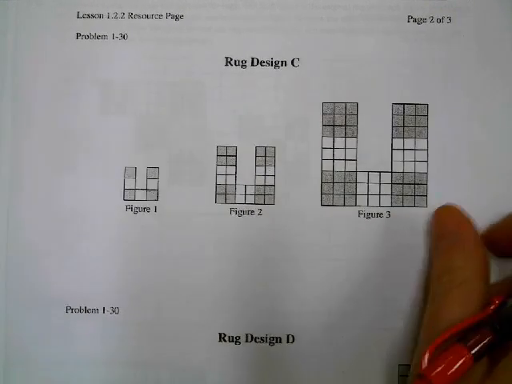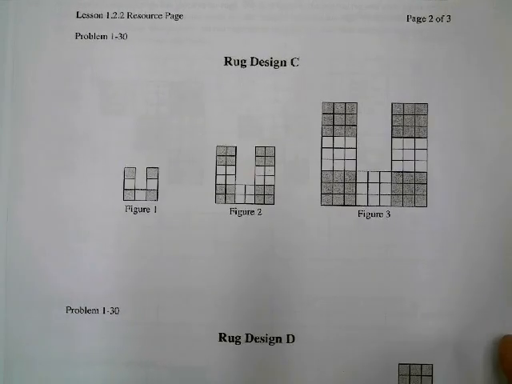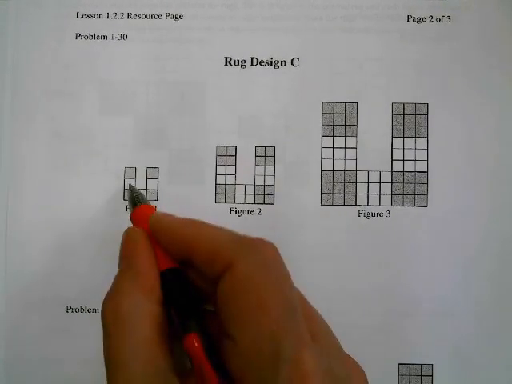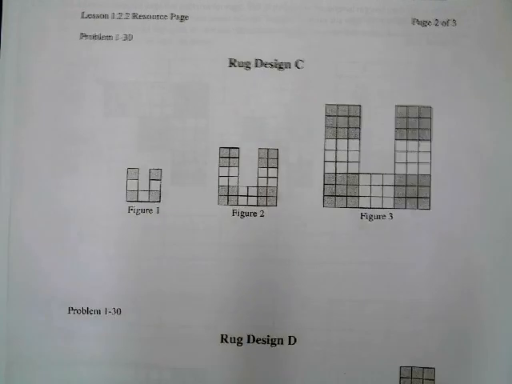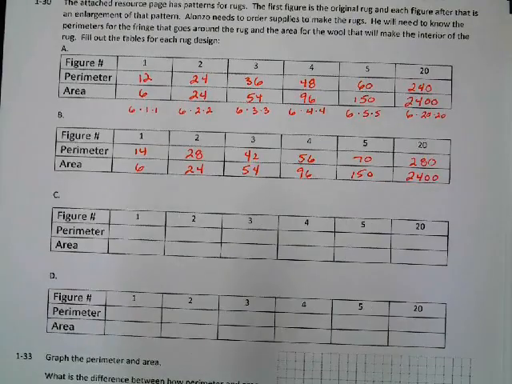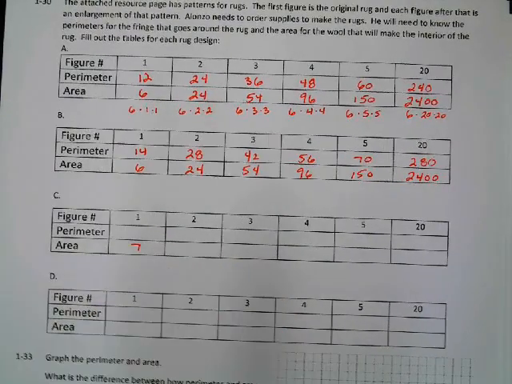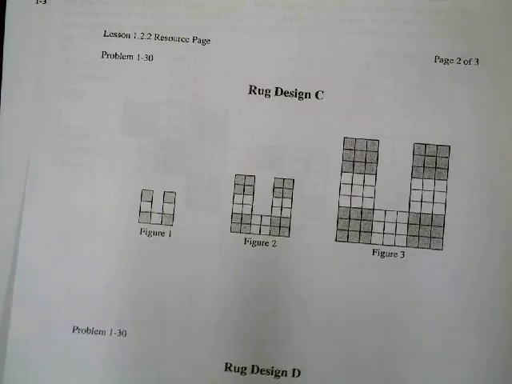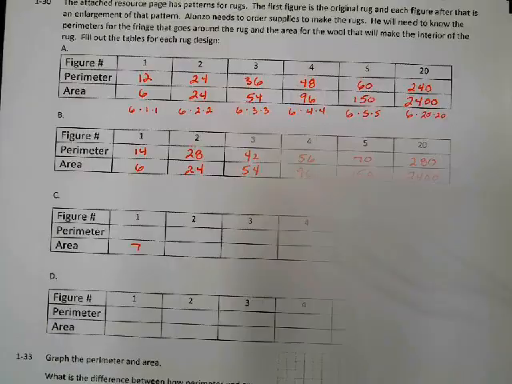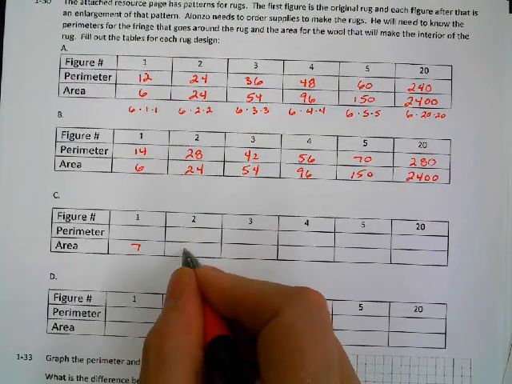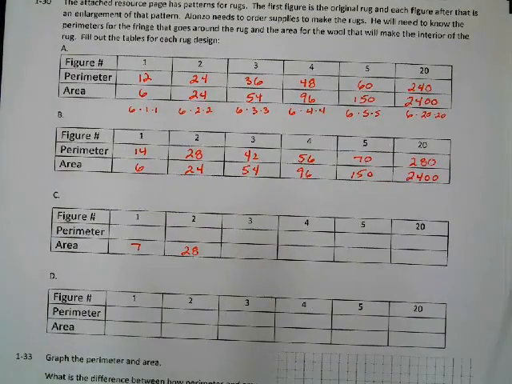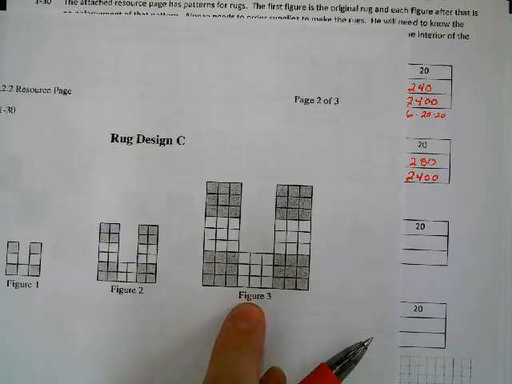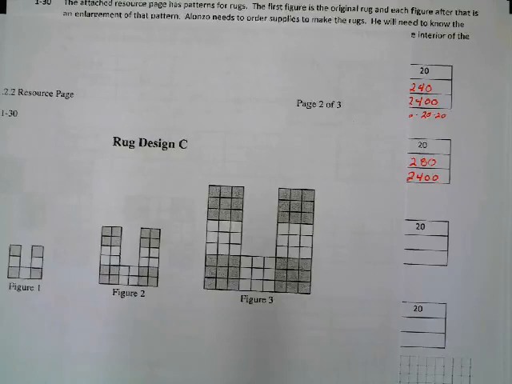So it looks like, oh wait, 1, 2, 3, 4, 5, 6, 7. There's 7 this time. Oh, I almost missed that. So the area is 7 on this one. And then this one would just be, there's 7 of the 4s. So 7 times 4 would be 28. And then on figure 3, we've got 7 of the 9s. So 7 times 9 is 63.